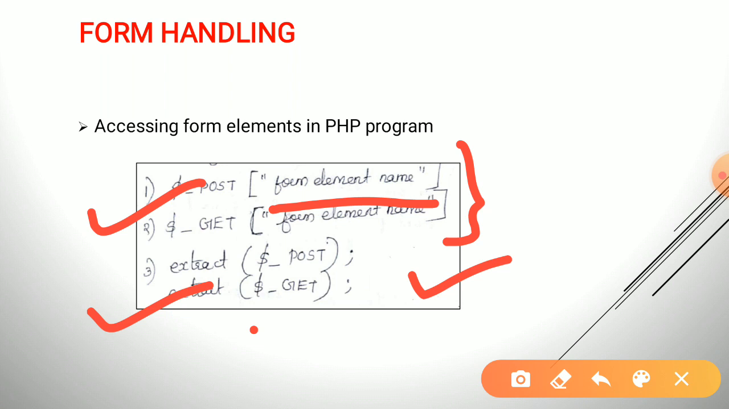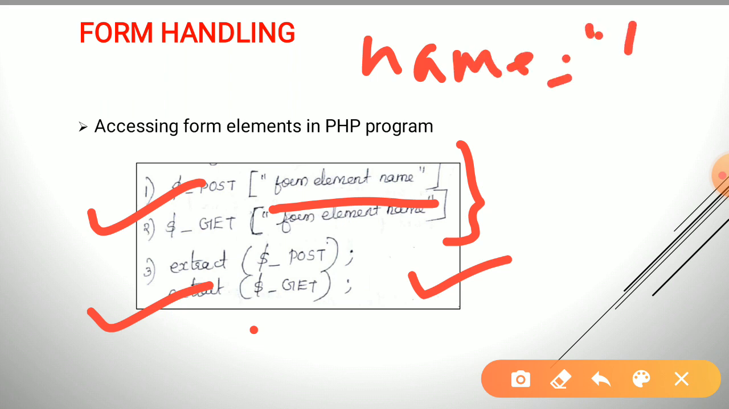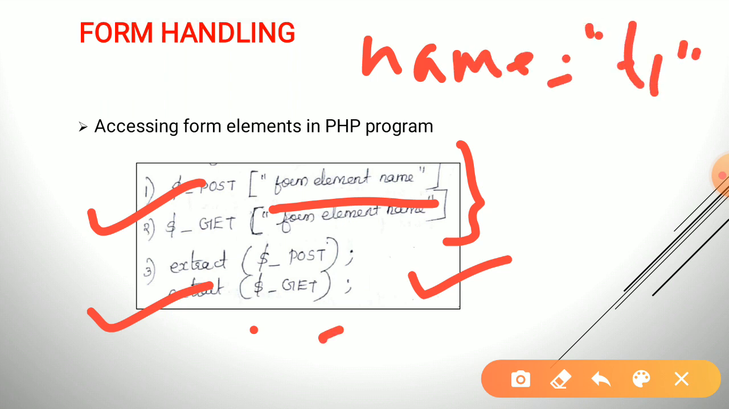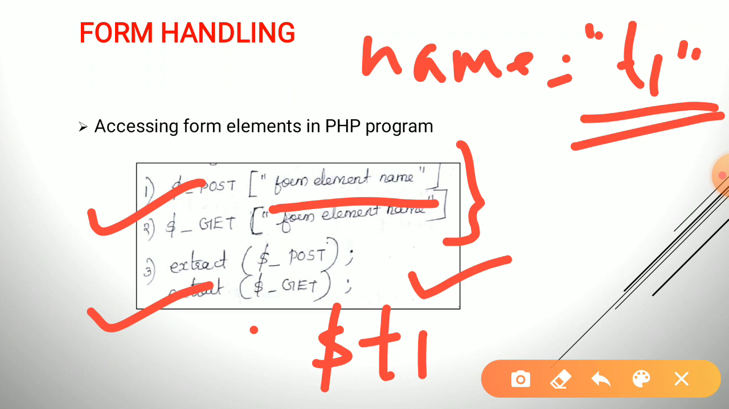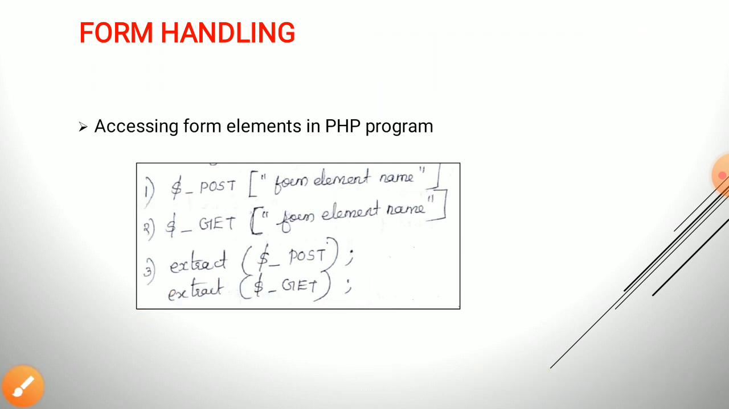So extract creates a variable-value pair corresponding to each key-value pair in the associative array $_POST. So we can access the elements with the same name. If we give the name of a text box as name equal to T1, we can access this element by using the variable name $T1. So these are the methods for accessing form elements in a PHP program.